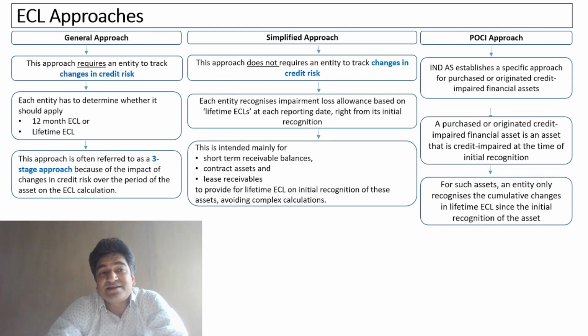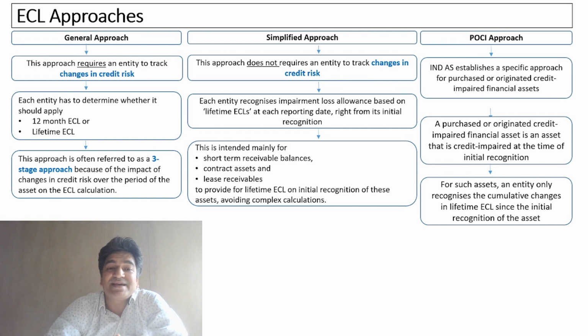So in a general approach, it is often referred to as a three-stage approach. There are three stages: stage 1, stage 2, and stage 3. Stage 1 means where there is no change in the credit risk, and stage 2 and 3 means there is a change in the credit risk. We will discuss about these stages in the subsequent video, but for the purpose of this session, we are not going to discuss that in detail. So general approach is also referred to as a three-stage approach because of the impact of the changes risk over the period of the asset on the ECL calculation.